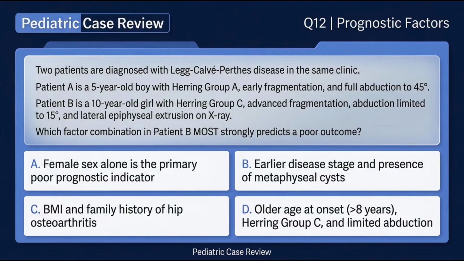Case 12. 2 patients are diagnosed with Legg-Calvé-Perthes disease in the same clinic. Patient A is a 5-year-old boy with Herring group A, early fragmentation, and full abduction to 45 degrees. Patient B is a 10-year-old girl with Herring group C, advanced fragmentation, abduction limited to 15 degrees, and lateral epiphyseal extrusion on X-ray. Which factor combination in patient B most strongly predicts a poor outcome?